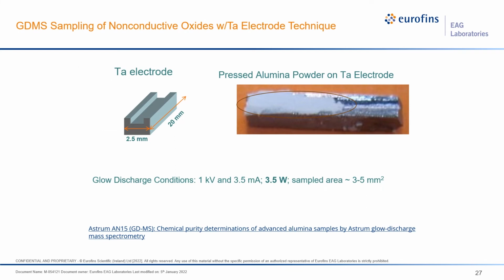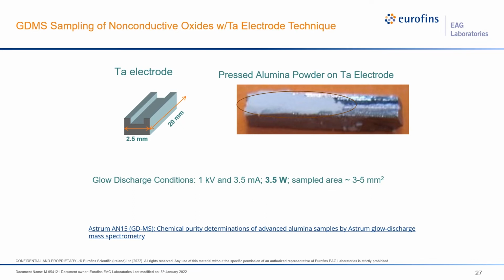And now what about the aluminum or the other non-conductive oxide? As we mentioned earlier, GDMS is an ion beam sputtering technique, which means the sample needs to be conductive or made conductive through the use of a secondary electrode. In terms of analyzing aluminum powders, we typically will use a tantalum electrode, but we can also use other high purity metal electrodes as well, such as indium or copper. And the sample is typically pressed on this tantalum pin and analyzed.